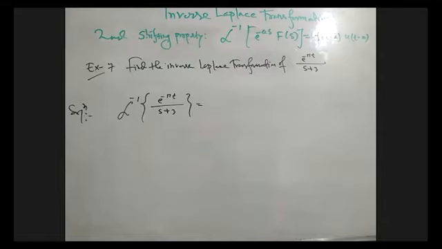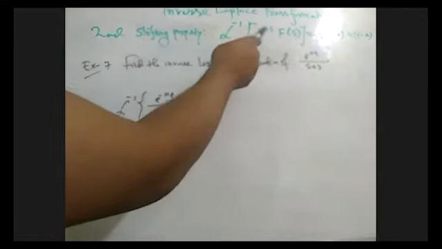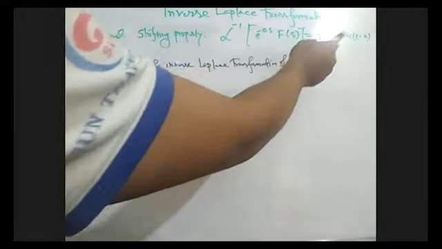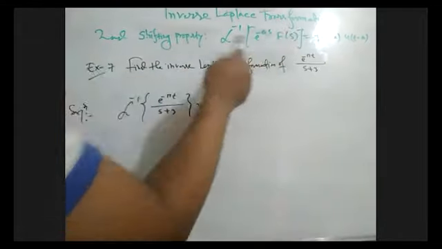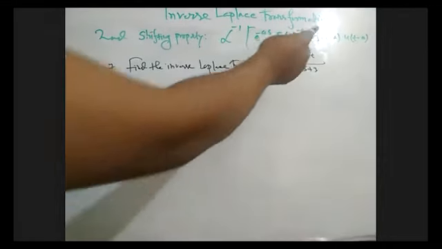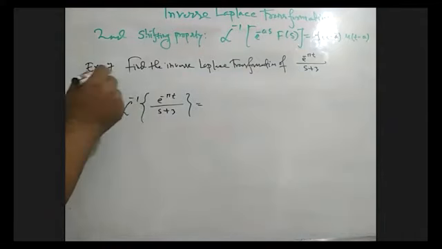Now another important property for finding the inverse Laplace transformation. This is actually called the second shifting property. The inverse Laplace transformation of e to the power minus a s times F of s can be shifted to f of (t minus a) times u of (t minus a). There are two types of function, one is f, another is u after the second shifting. So there are two functions. This is why it is called the second shifting. Now we can solve an example.